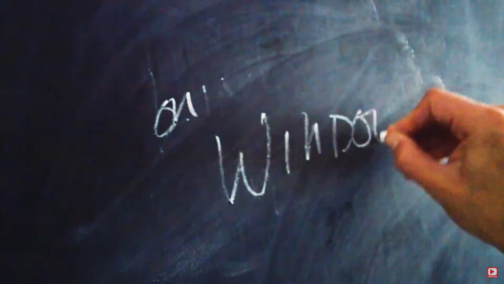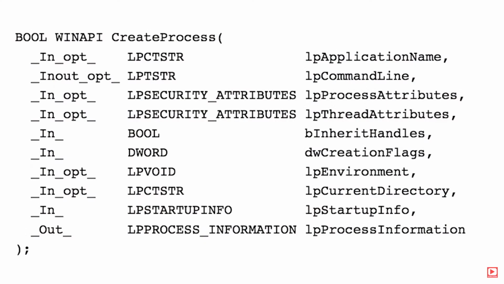In Windows, you'd use the Create Process API. And it's shown here, it's basically you give it a bunch of information, you tell it what program you want to run, and you give it some properties, some attributes, and it just runs the process.